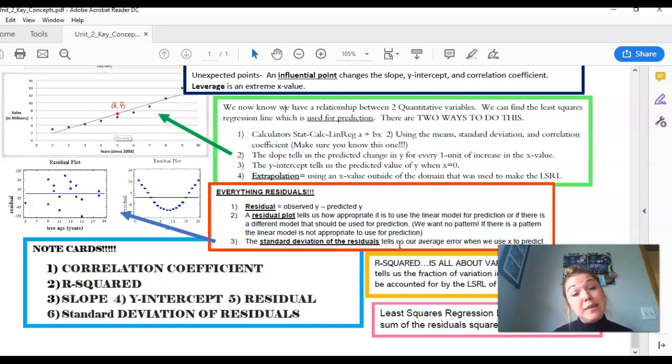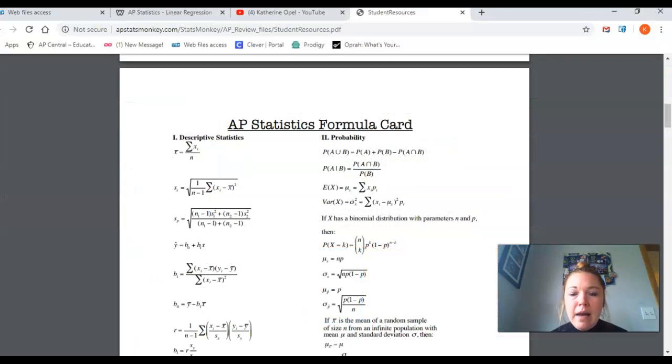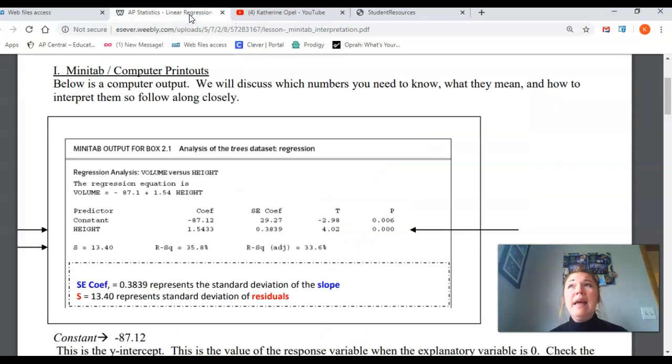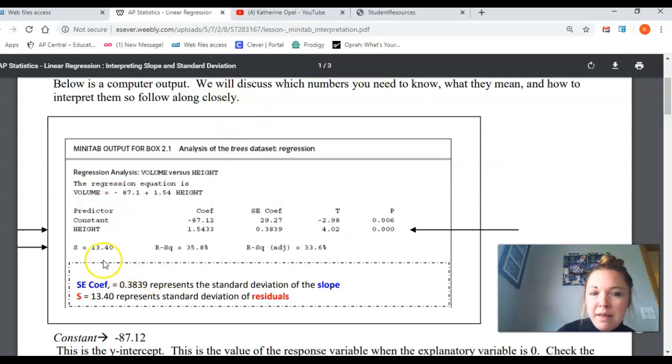So you say when we use X to predict Y, we'd be off by an average about this. How do I find the standard deviation of the residuals? That is typically on a Minitab output, and that's what I'm going to predict that they'll give you. Because I want you to become one with your calculator, know where everything is, but I'm really predicting that they're going to give you a chart that looks something like this.